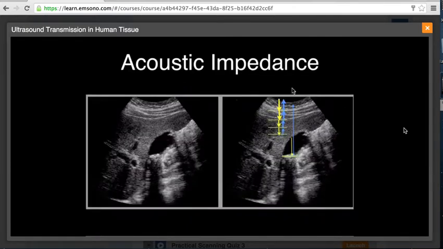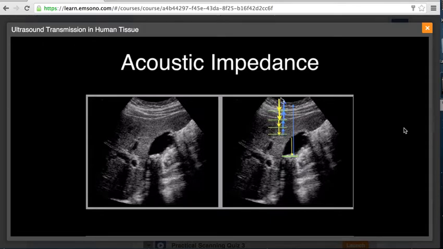Now let's take a look at this image, a sagittal image of a gallbladder here, in order to explain what's going on. So to just orient you real quickly, this is where the transducer is. So this is going to be anterior, posterior. This is head, this is foot. You're going through the soft tissue here into the liver, and then you've got the gallbladder here.